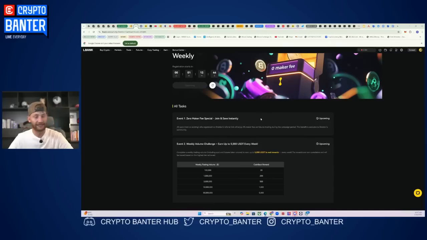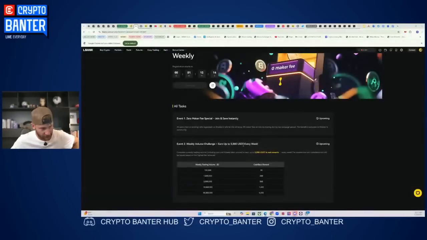Great. The next thing that's important is that many exchanges do these things as sign-up bonuses. This is fine because you make a little bit of money within the beginning, but you don't get rewards as you trade. So what they've created is something called a weekly volume challenge.